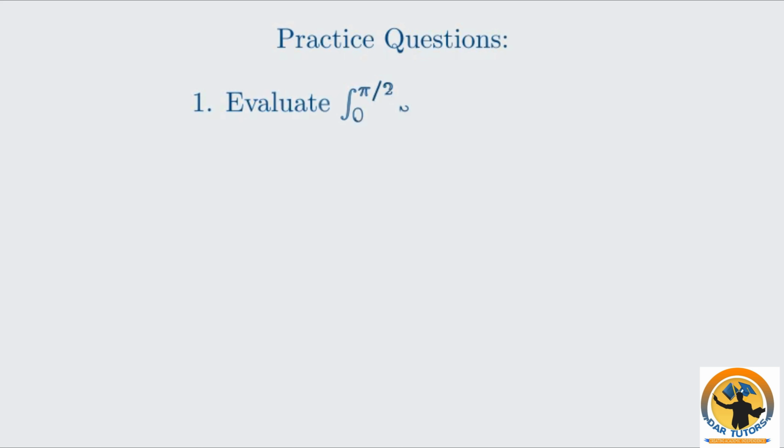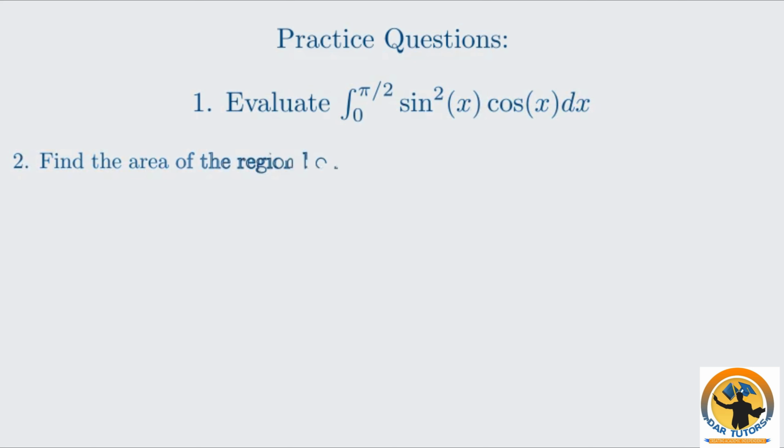To help you practice and master these concepts, here are 5 IB-style practice questions. Pause the video, work through them, and then resume to see the fully worked solutions. Question 1. Evaluate the integral from 0 to pi over 2 of sine squared x times cosine x dx. Question 2. Find the area of the region bounded by the curve y equals x cubed, the x-axis, and the vertical lines x equals 1 and x equals 4.